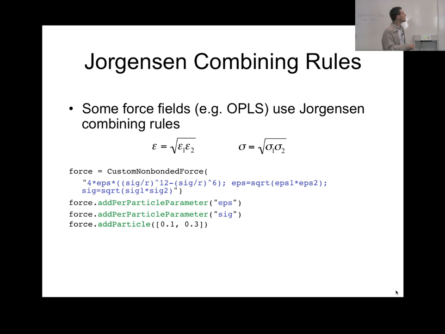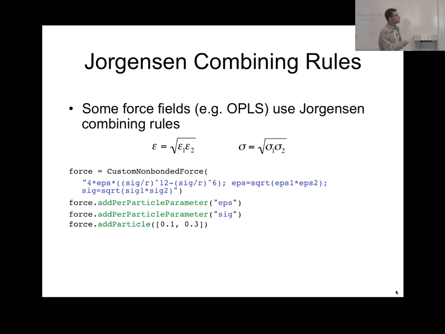But you don't have to do that. Another option is to use a custom non-bonded force. We can just give it this expression, which is exactly the Lennard-Jones function: 4 times epsilon, sigma over r to the 12th minus sigma over r to the 6th. And you can also say where epsilon is the square root of epsilon 1 times epsilon 2, and sigma is the square root of sigma 1 times sigma 2.